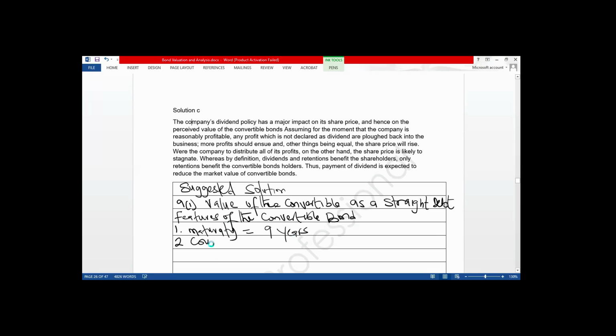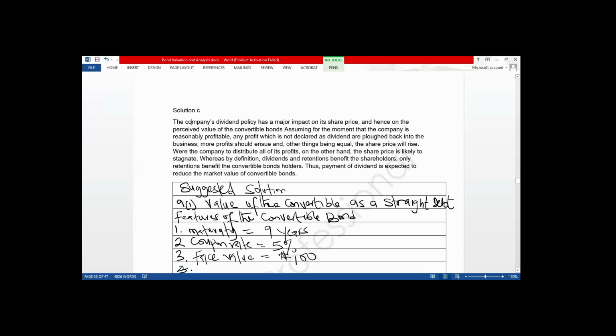2, the coupon rate. The rate is 5%. 3, the face value. The question is silent on the face value. In this case, you can either assume 100 naira or 1,000 naira. For me, I want to assume 100 naira.